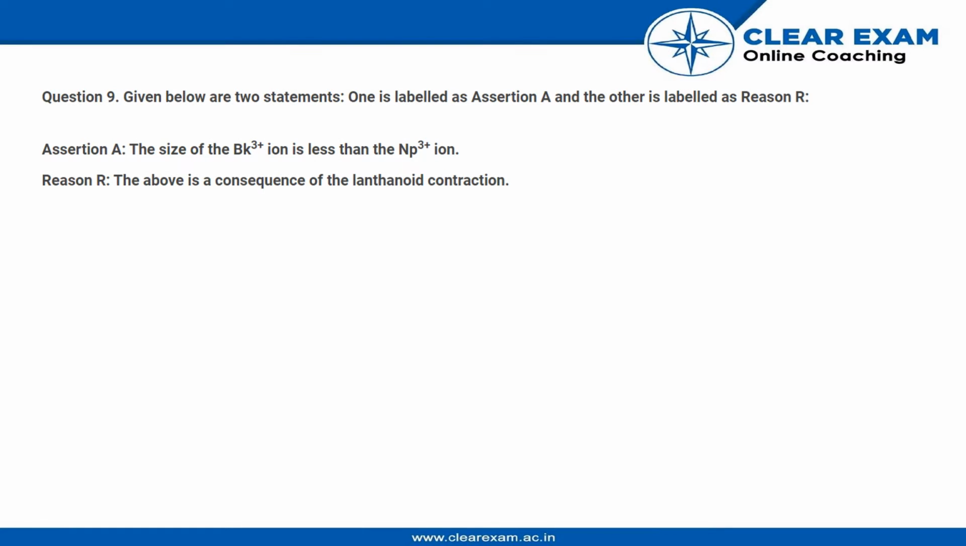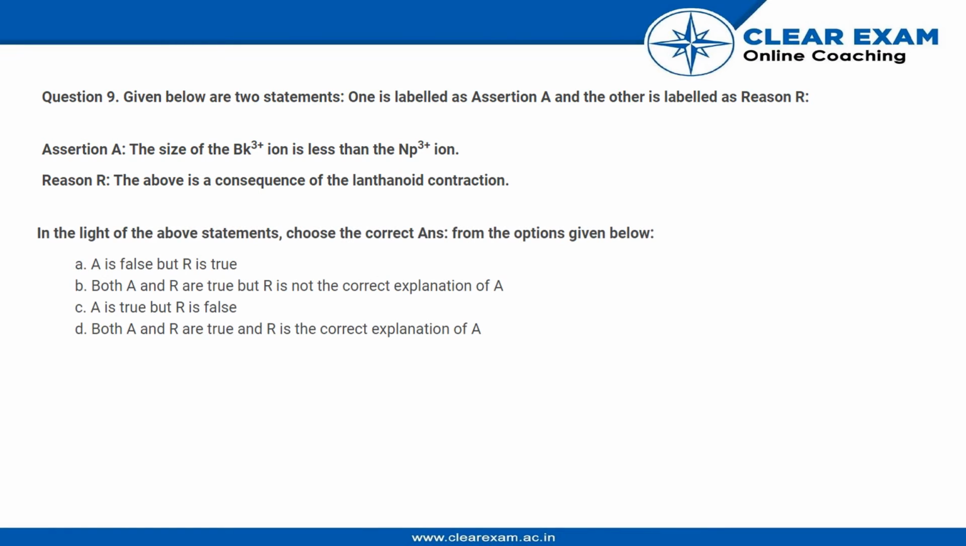Hello students, here is the question. Here we have assertion reason and we need to know if assertion and reason are true or not. So assertion A states the size of Bk3+ ion is less than Np3+ ion, and reason R states that the above is a consequence of the lanthanide contraction.